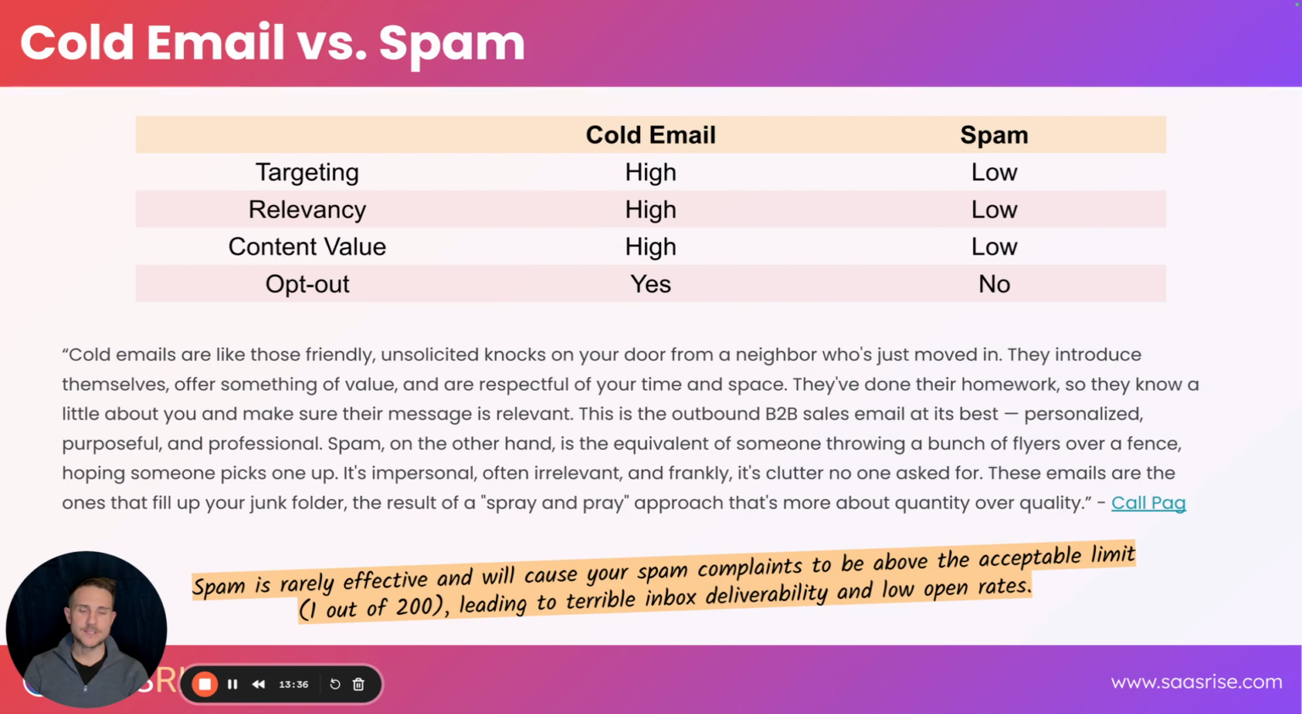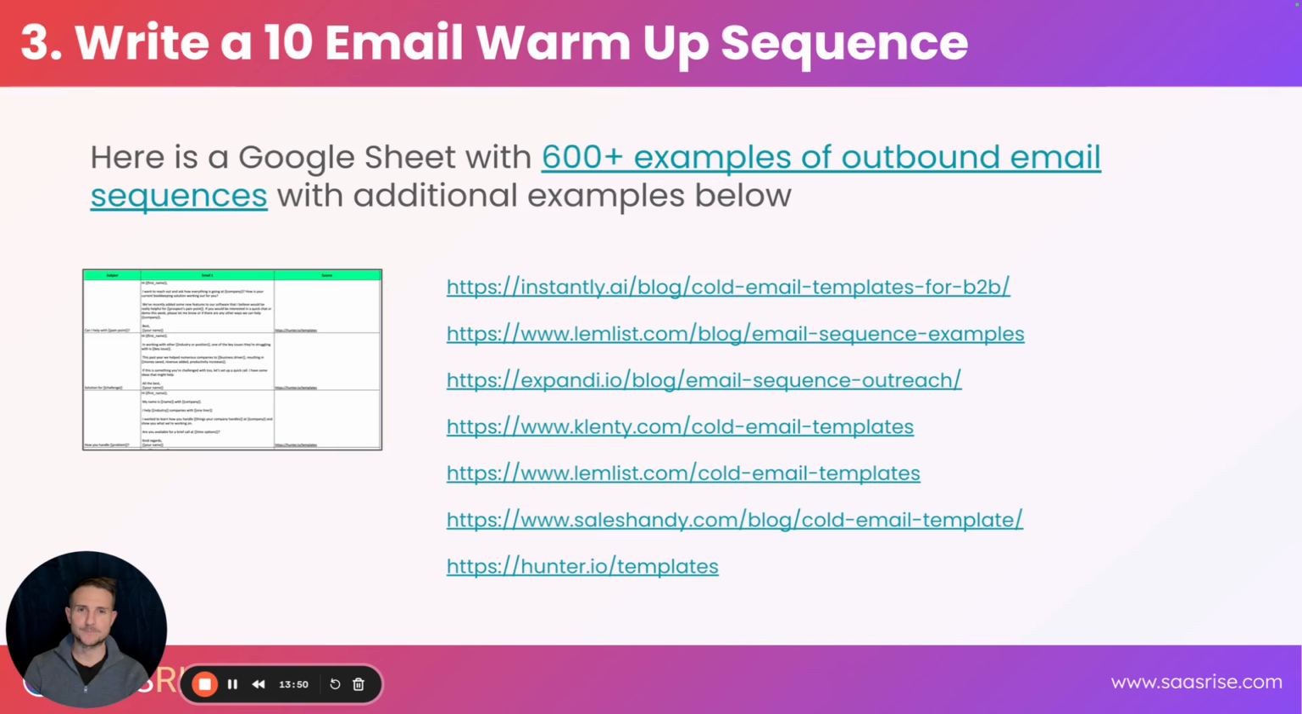Spam's just not effective. It's going to cause spam complaints to be above the acceptable limit of 1 out of 200, leading to terrible inbox deliverability. Your open rates will be 7% on spam, 5% on spam. With really high quality targeted content, you'll get 30, 35%.